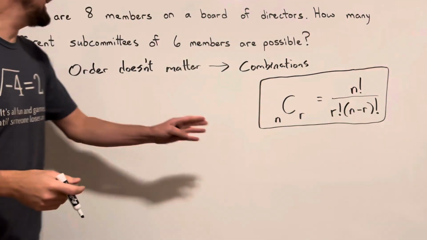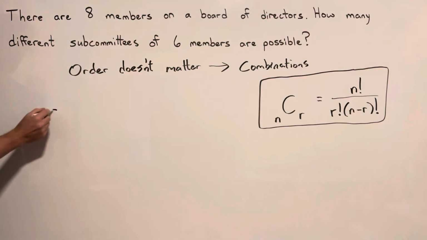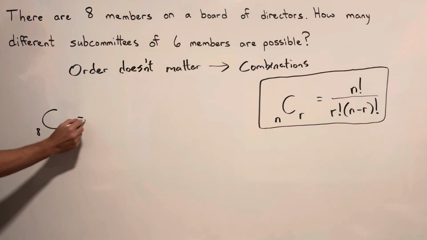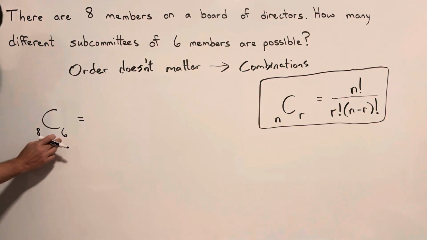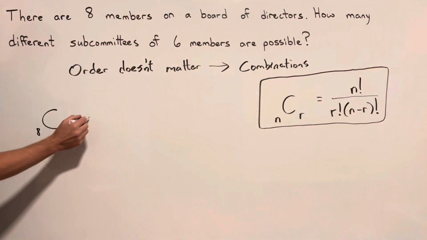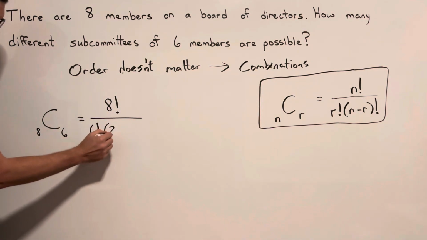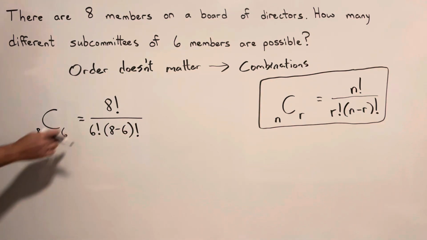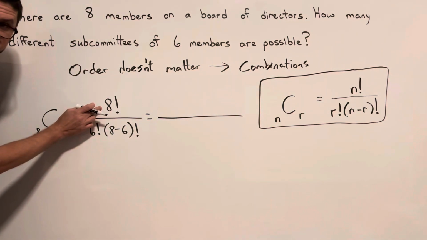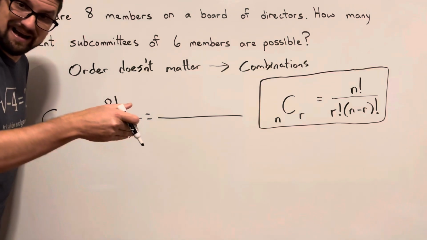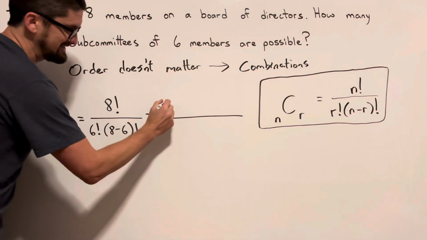So in this problem, the N is 8 and the R is 6. So I'm going to plug 8 where the N is and 6 where the R is. That's going to be 8 factorial up top, and then 6 factorial times 8 minus 6 in parentheses factorial. Now the factorial symbol means that you start with the number, in this case 8, and then you multiply by the next number below it, 7, and you keep on doing that until you get down to 1.